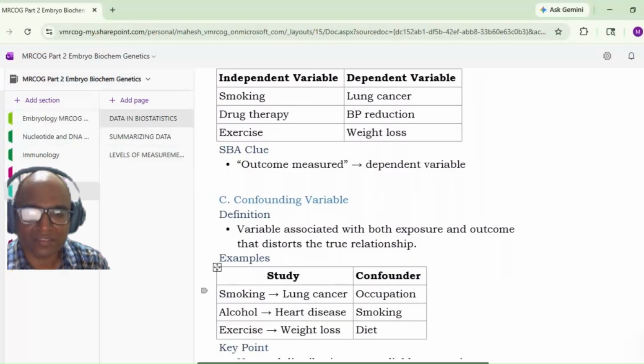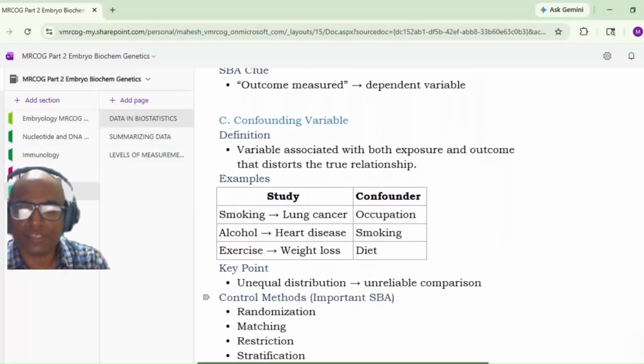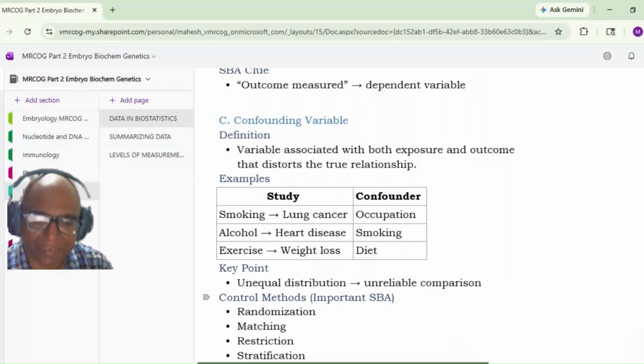For example, here the same: smoking leads to lung cancer. But if you are studying smoking in a particular group where the occupation itself is responsible for lung cancer, say, for example, smoking in workers dealing with asbestos. Asbestos alone may lead to lung cancer. But you are studying smoking and your population involves those workers who are otherwise also exposed to lung cancer, then this occupation will become the confounding variable here.